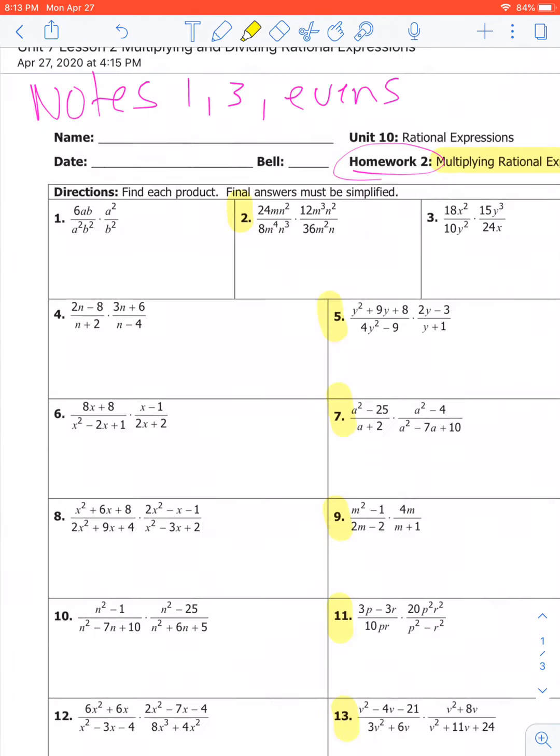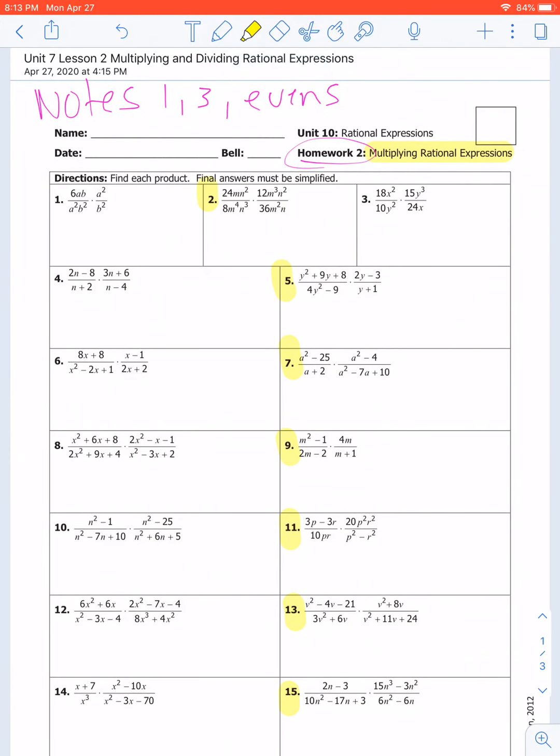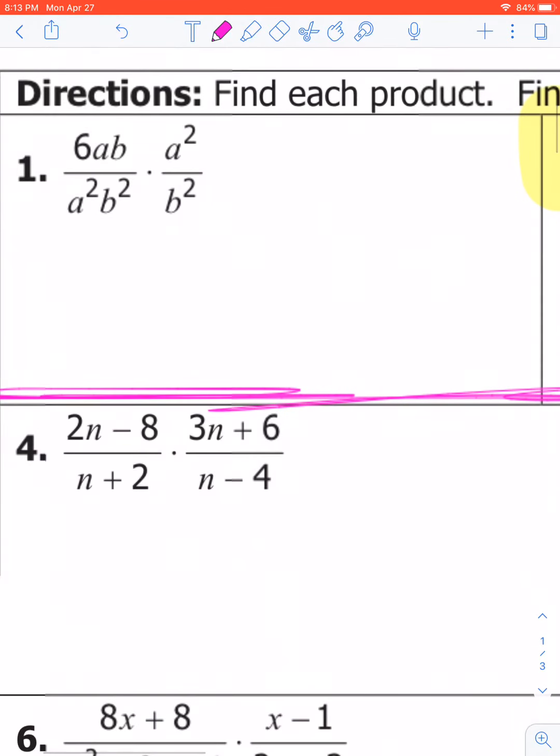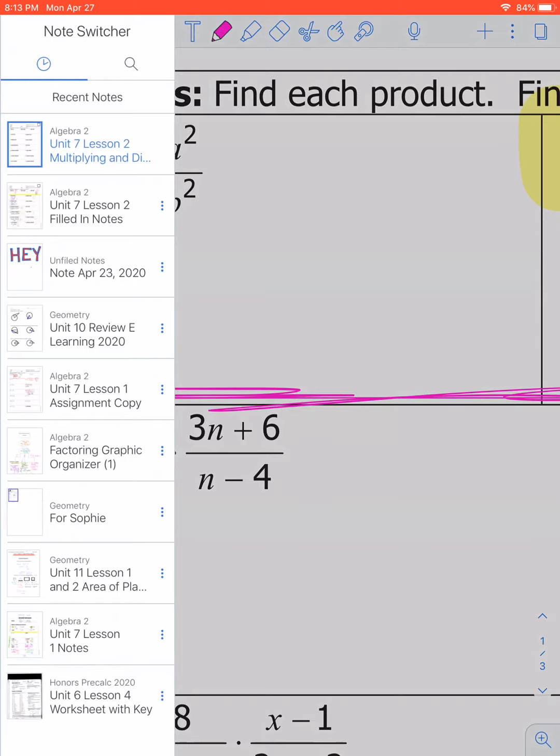All right. So again, what I want to do is kind of divide the top 3 problems from the remaining, because the top problems are monomials, meaning they are one term, and the bottom problems are polynomials, and we'll approach those differently. So for problem 1, reminder that when you multiply fractions, you multiply straight across.